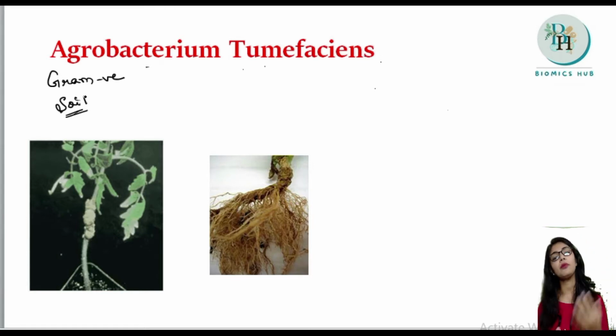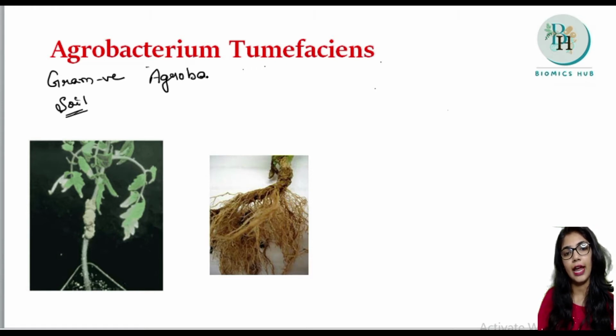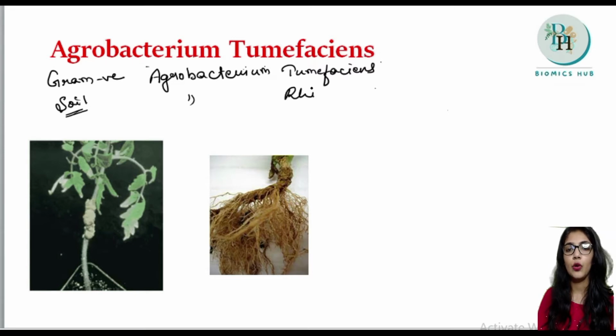There are two species which are present. The first one is Agrobacterium tumefaciens, and another is Agrobacterium rhizogenes.